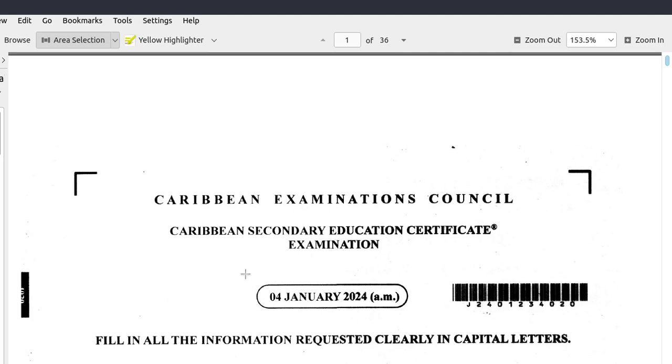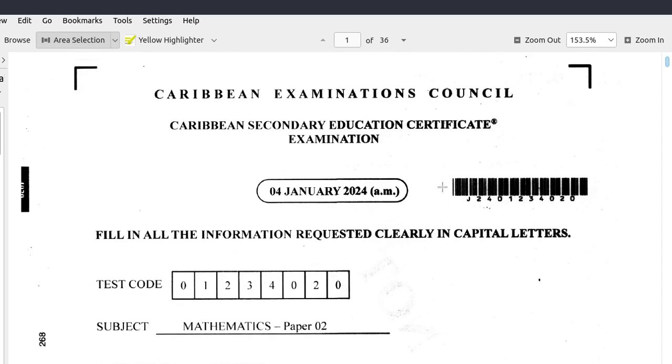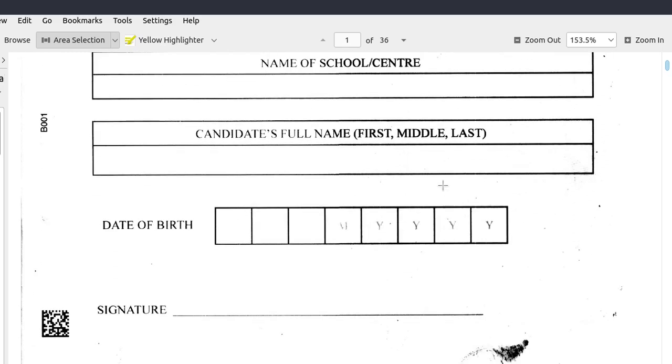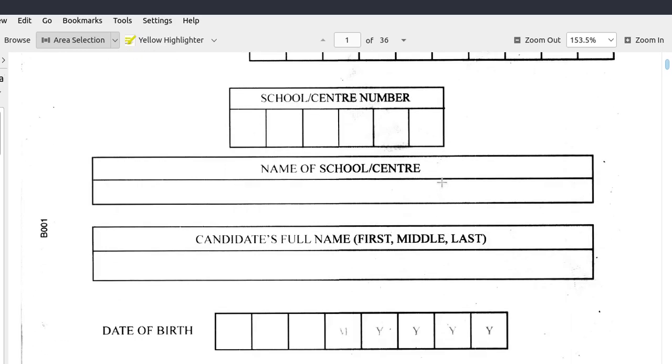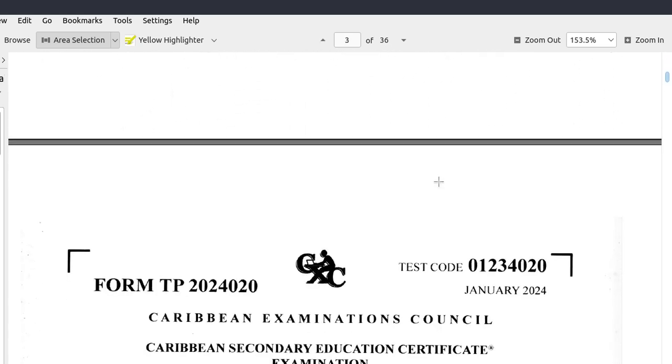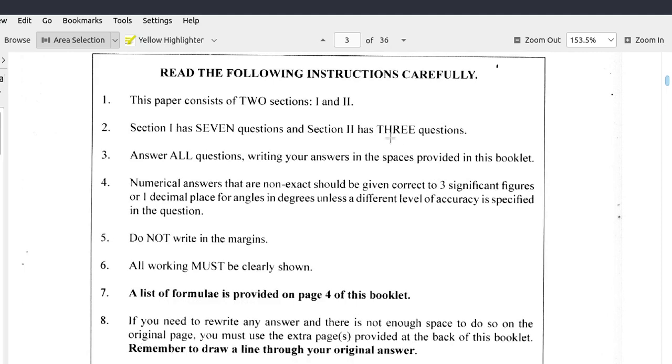This is the January 2024 CSEC Mathematics past paper. We'll just take a quick look at the paper here. You have space where you fill in your information, right? Your name, date of birth, school, center number, and so on and so forth. And you have the instructions, right?